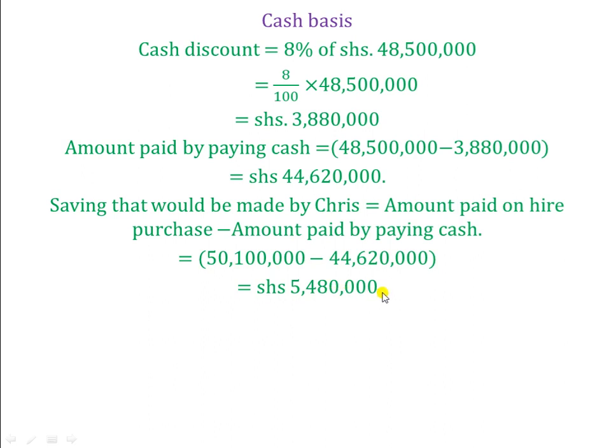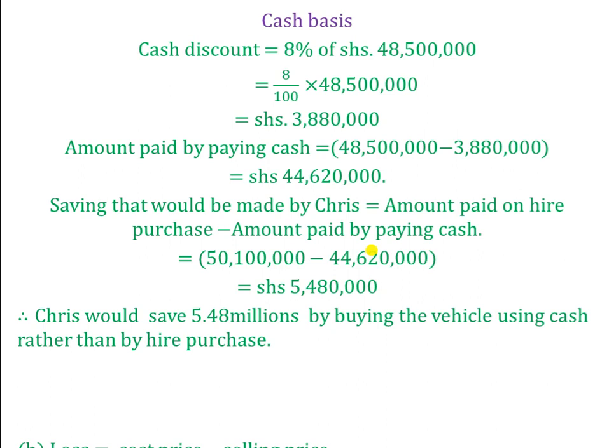480,000. So it means this is the amount that Chris would save if he had bought the vehicle using cash rather than by hire purchase. And this is some good amount, as you can see. So we are concluding that Chris would save 5.48 millions by buying the vehicle using cash rather than by hire purchase. So 5.48 millions is just as good as this. This is the shortest way of writing it.